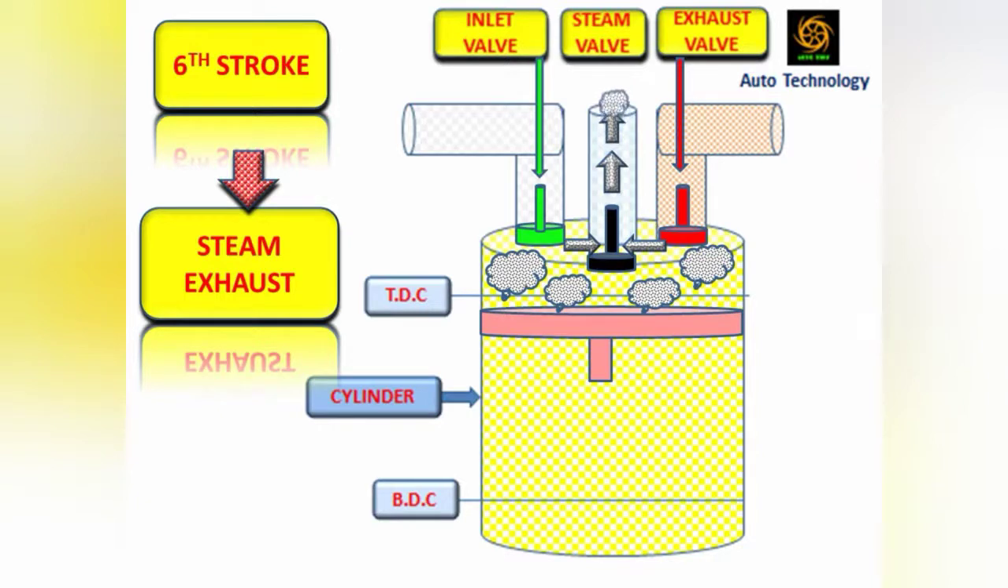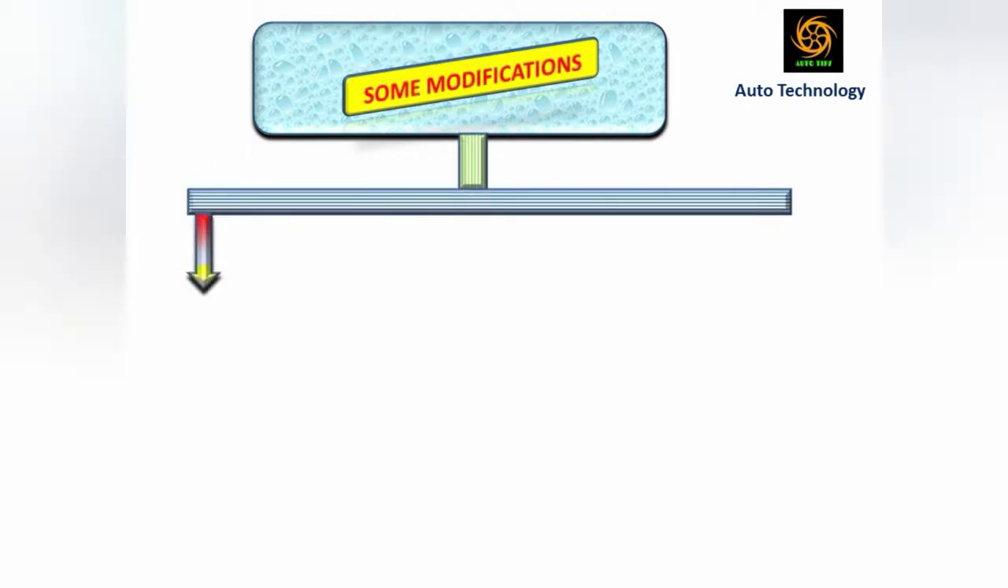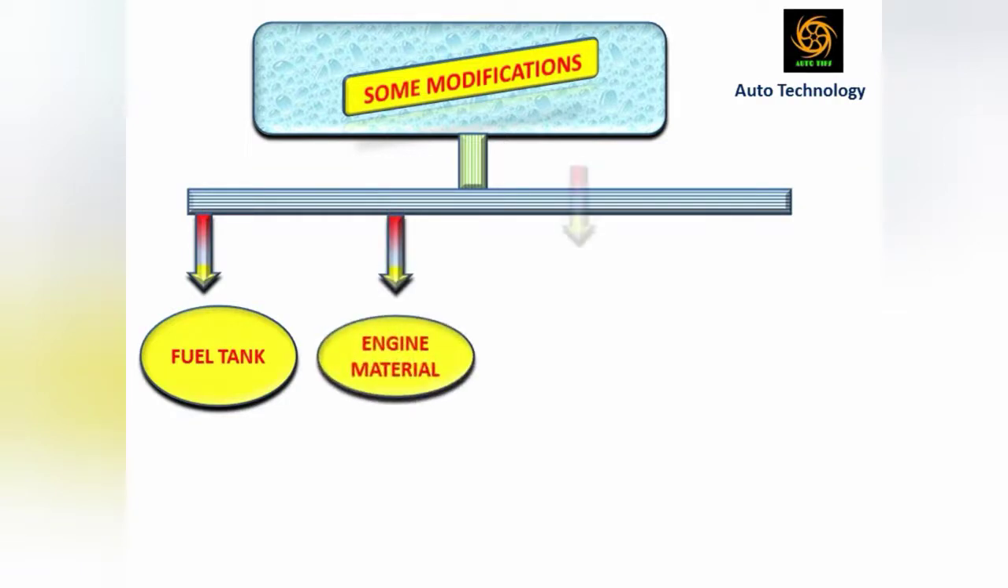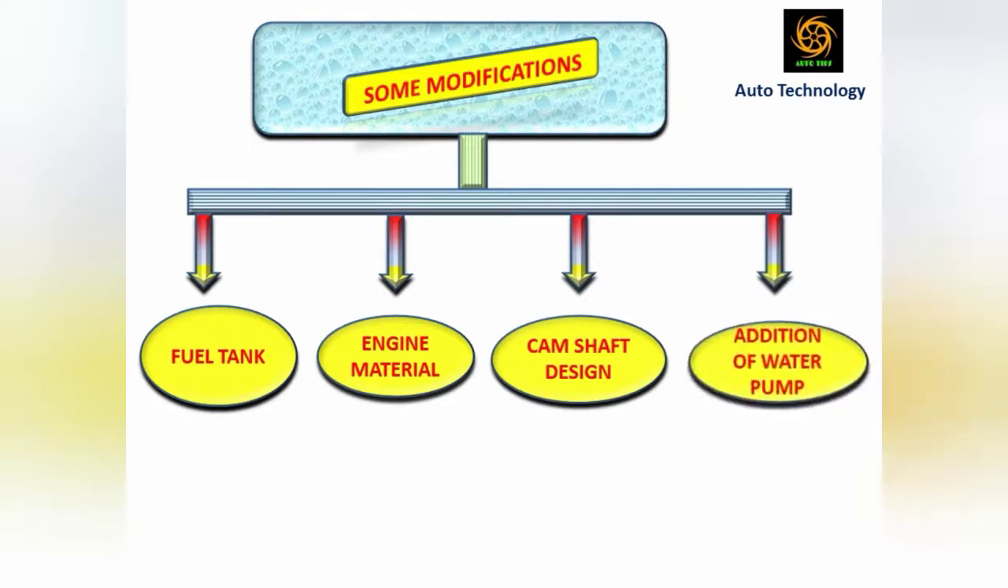But the six-stroke engine is not marketed because of the starting problem in cold regions and also power lag disturbance. For the 2 additional strokes of the six-stroke engine, some modifications are needed. Generally, 4 modifications are most needed. First is fuel tank modification, then engine material modification. After that, develop camshaft design and also addition of a water pump.